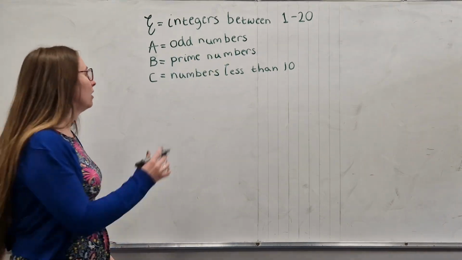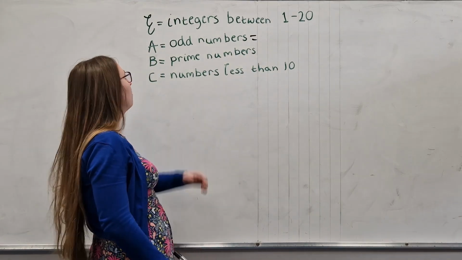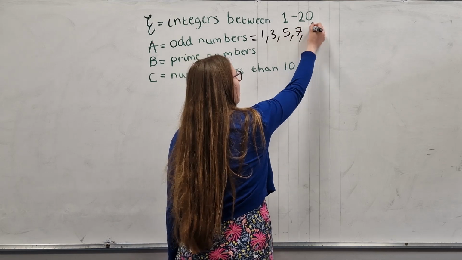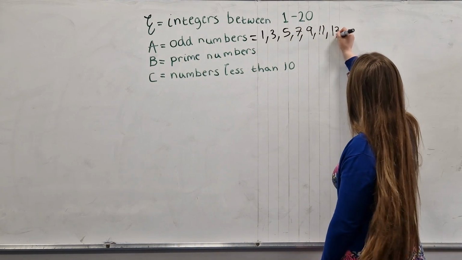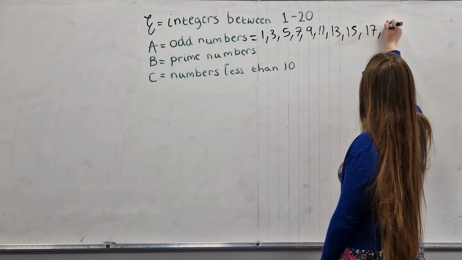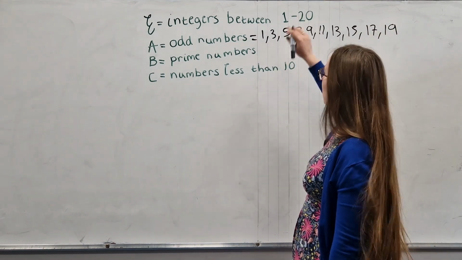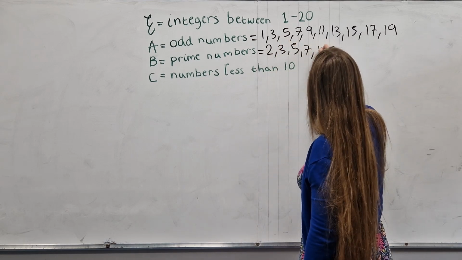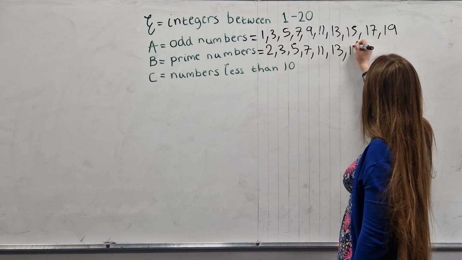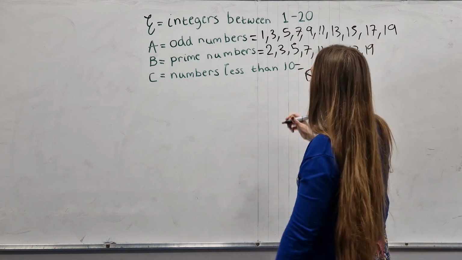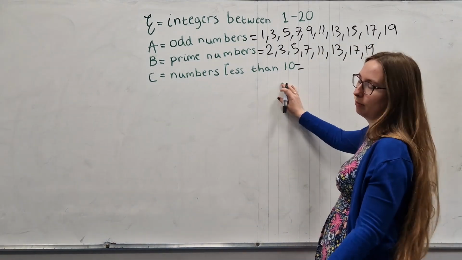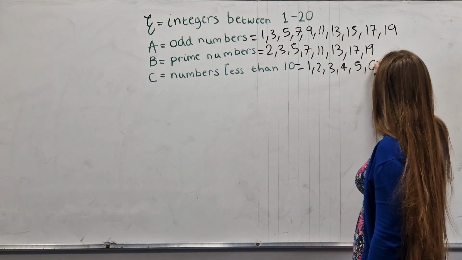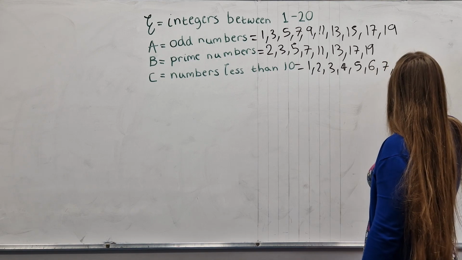because it just visually, I think it's better. So we've got all the odd numbers that are between 1 and 20. So we have 1, 3, 5, 7, 9, 11, 13, 15, 17 and 19. Then the prime numbers between 1 and 20 are 2, 3, 5, 7, 11, 13, 17 and 19. And then numbers less than 10. I'm still going to write them, but it's obvious. Numbers less than 10: 1, 2, 3, 4, 5, 6, 7, 8, 9, 10.